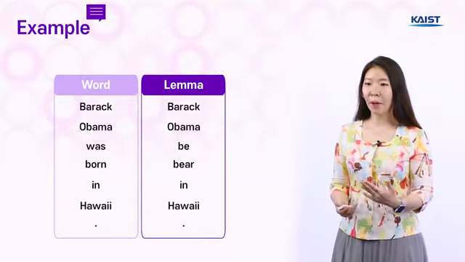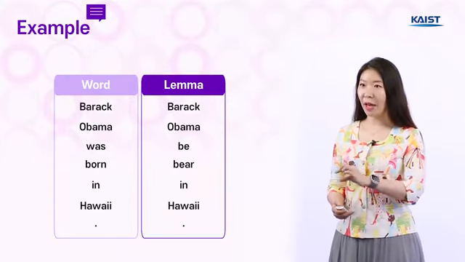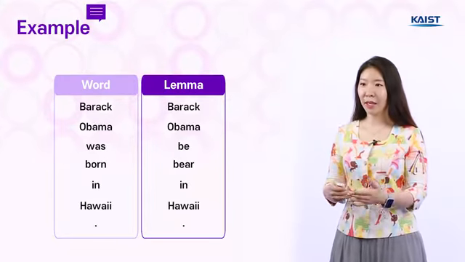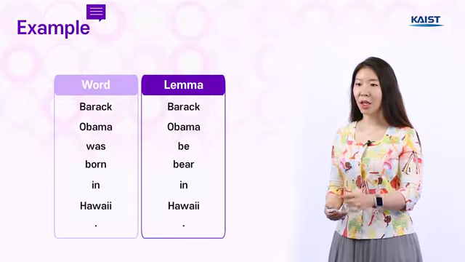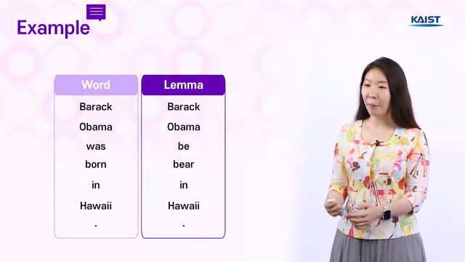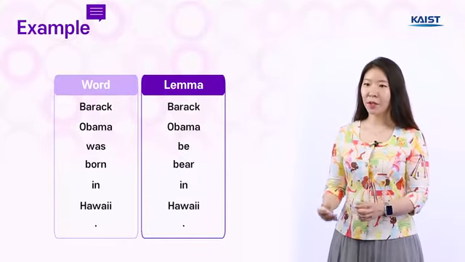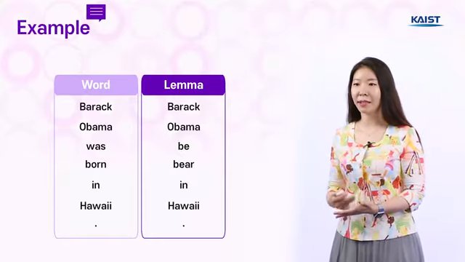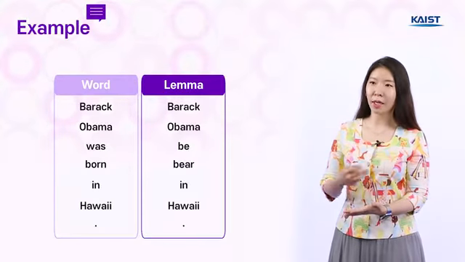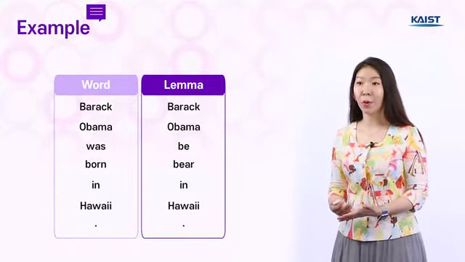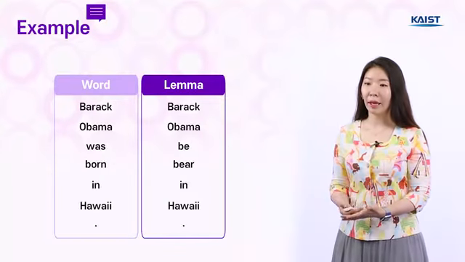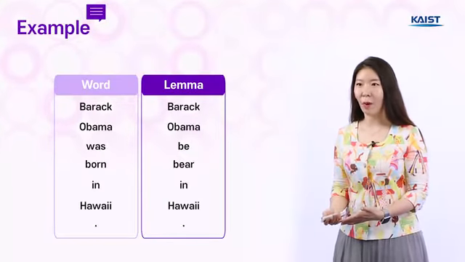So Barack Obama was born in Hawaii. If you have this sentence, then it could be lemmatized as Barack Obama be bear in Hawaii, because was is lemmatized as be, and born is lemmatized as the original form bear, and Hawaii is still Hawaii, and in is in. Okay, let me stop here.